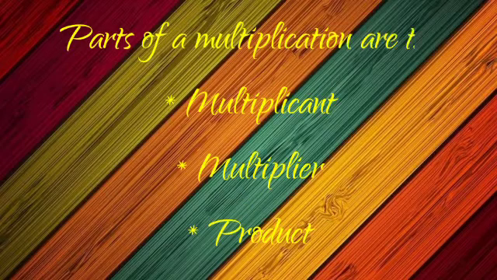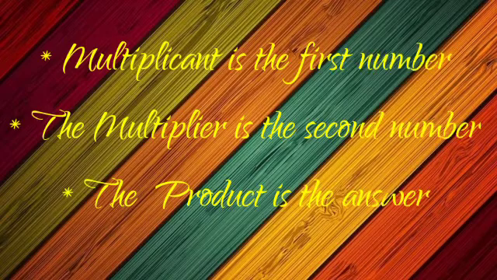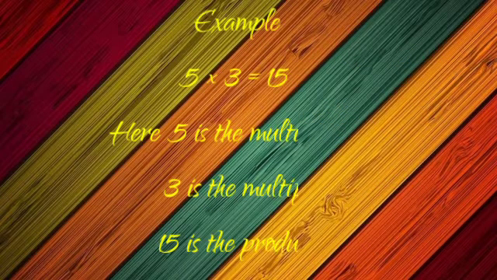The parts of a multiplication are the multiplicand, multiplier and product. The multiplicand is the first number. The multiplier is the second number. And the product is the answer. Example, 5 3s are 15. Here 5 is the multiplicand, 3 is the multiplier and 15 is the product.